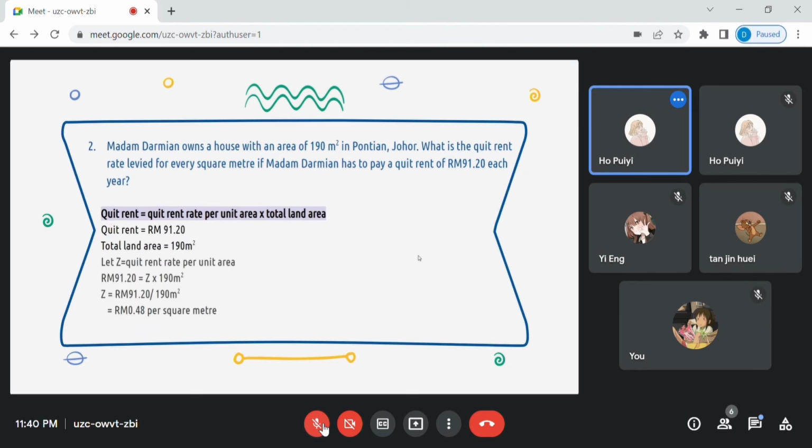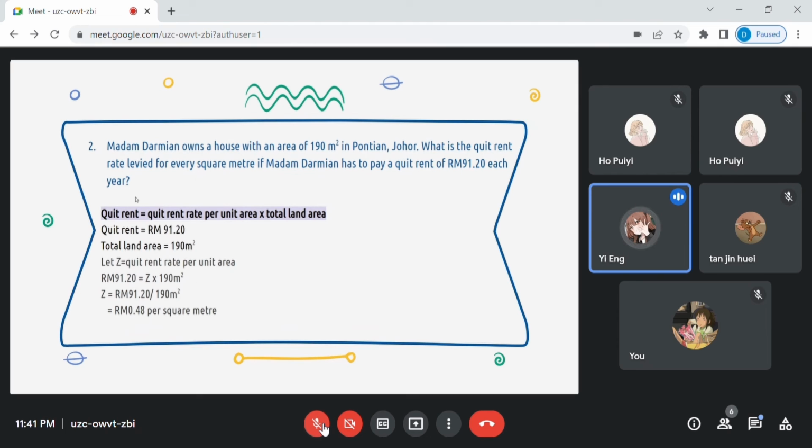I'd like to move on to this question. Madame Damian owns a house with an area of 190 meters square in Johor. So, what is the quit rent levied for every square meter if Madame Damian has to pay a quit rent of 91 ringgit 20 cents each year?